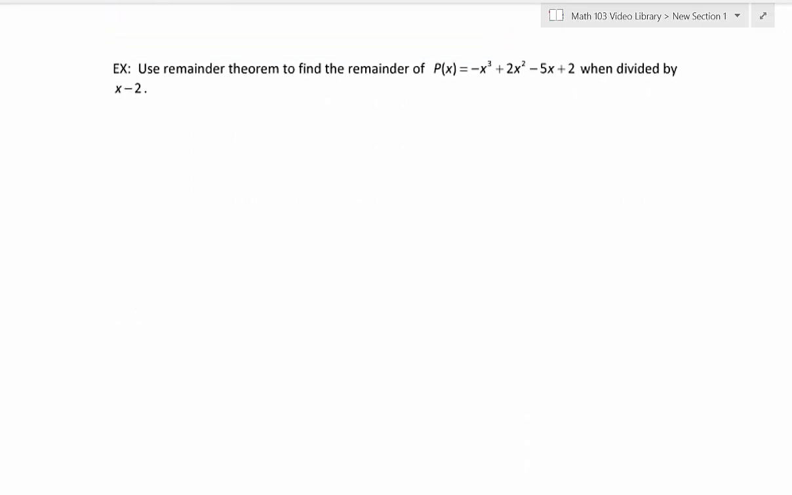Let's use remainder theorem to find the remainder of p of x equals negative x to the third plus 2x squared minus 5x plus 2 when divided by x minus 2. Remainder theorem says all we need to do is plug the zero of that divisor x minus 2 into the polynomial and we'll get our remainder. So let's start by finding the zero of x minus 2. That's going to be x equals 2.